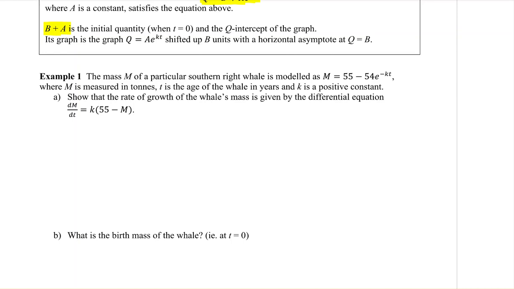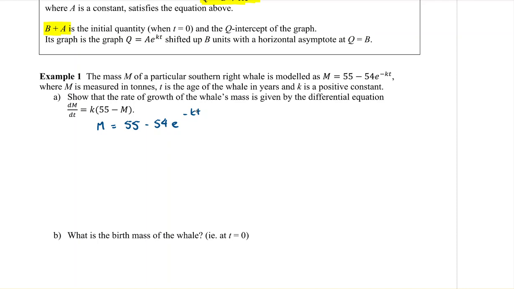Show that the rate of growth of the whale's mass is given by the differential equation dm over dt equals k bracket 55 minus m. I want to show that I can start with my equation for mass, which was m equals 55 minus 54 e to the minus kt, and I want to show that I can get it into that other form that we're given in this particular question.